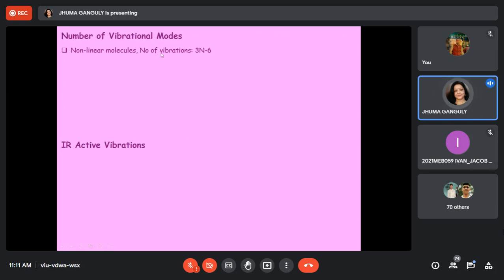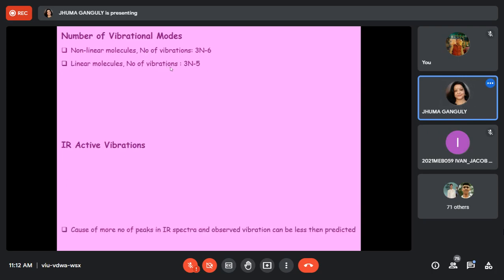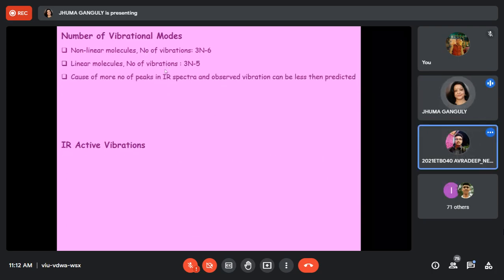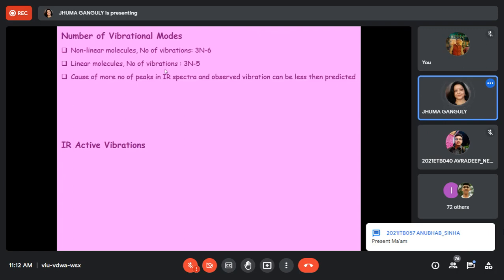For a non-linear molecule, the number of vibrations is 3N minus 6. But for linear molecules, the number of vibrations is 3N minus 5. So one is less because if it is asymmetric lengthwise, with positive and negative directions, sometimes it cancels out. That's why 3N minus 5 for linear molecules. Non-linear have what I mentioned in the previous slide. Ma'am, what is N? N is the number of atoms, not the number of molecules, the atomicity.